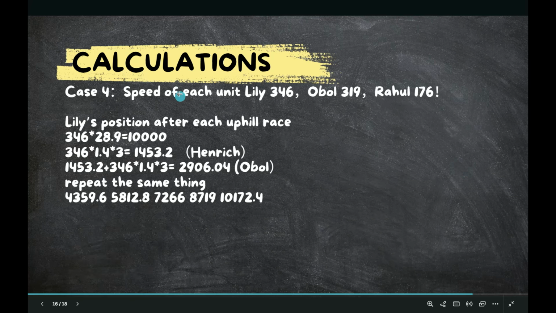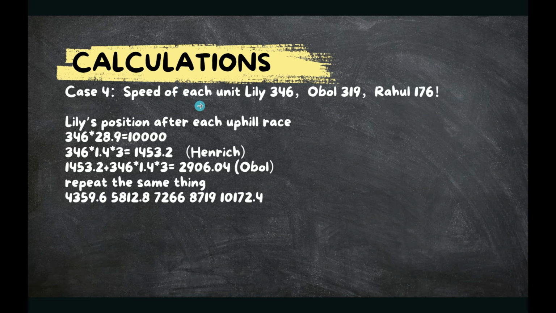So case 4. This is a case where I just mix things up, and in this case, we want to know why Obo won't be able to overlap Rahul. Okay. So in order to figure that out, we need to know how each unit is running on the turn meter, right? So this is Lily's position after each uphill race.